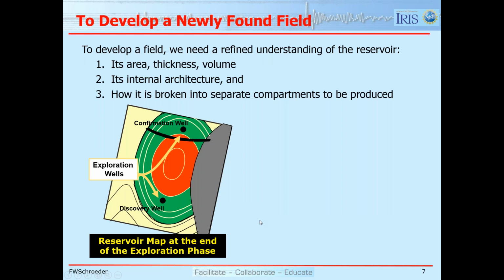So here's an example, a hypothetical one. I've shown this before. We have a gas cap and an oil leg. We proposed drilling a wildcat well here. We made a discovery. There's a fault separating the northern part of the anticline.